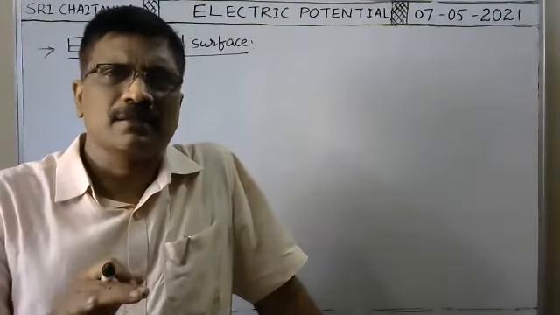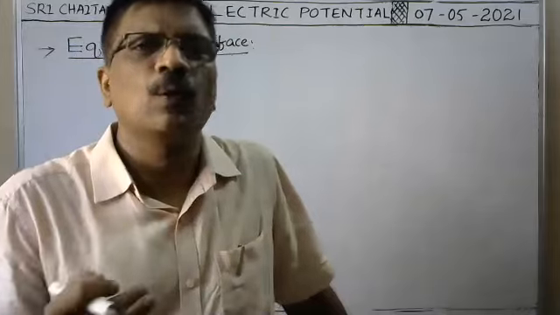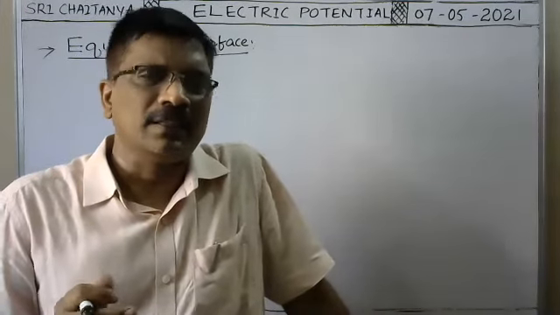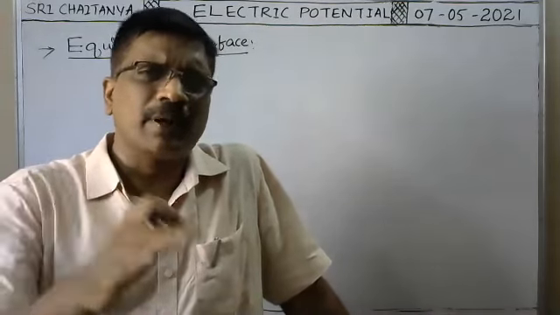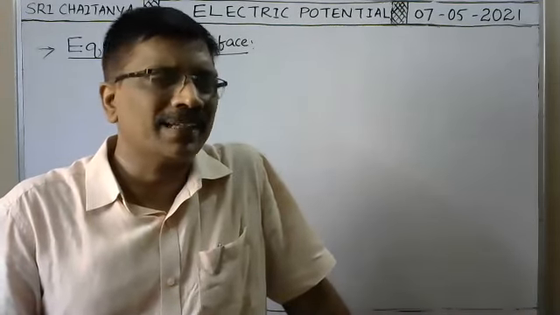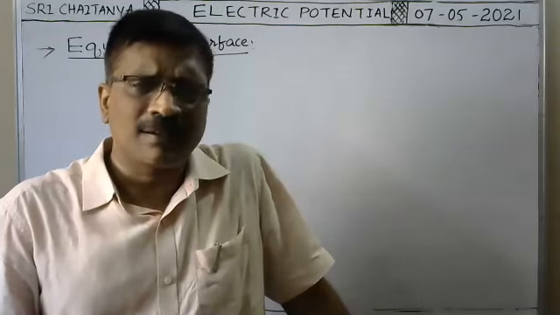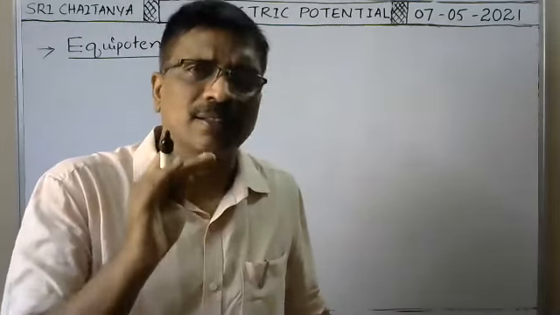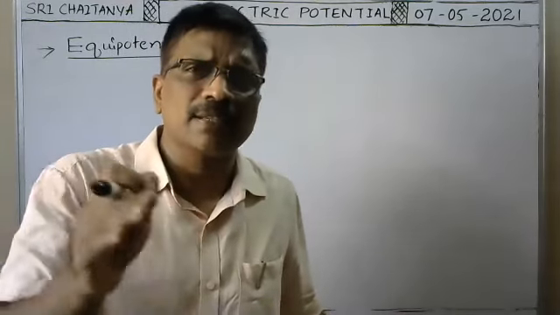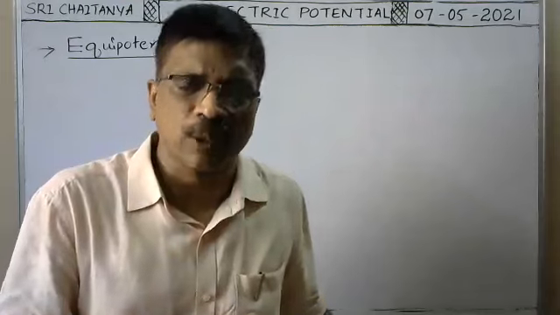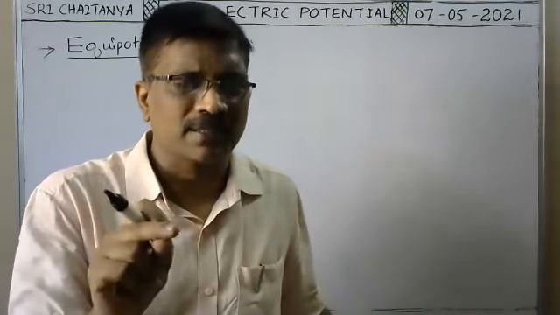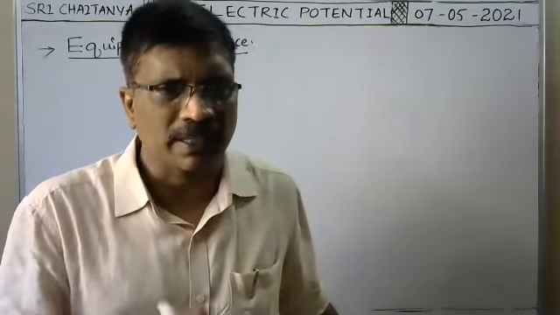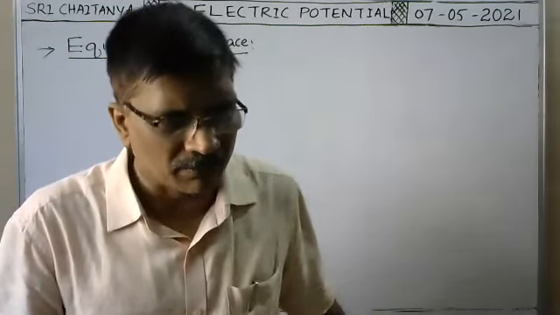At some points, the electric potentials may be equal. Then the locus of all the points where the electric potentials are equal, that is called the locus. It means the envelope or the locus or the surface obtained by joining all the points in the electric field where the electric potentials are equal. Such a surface or locus is called an equipotential surface. So that is the definition of the equipotential surface.